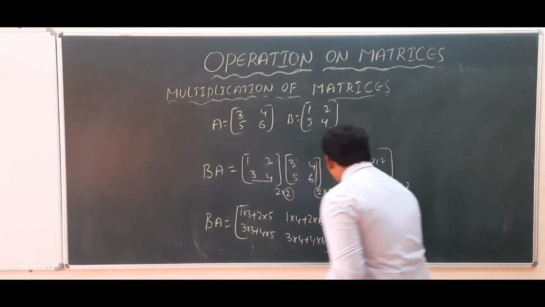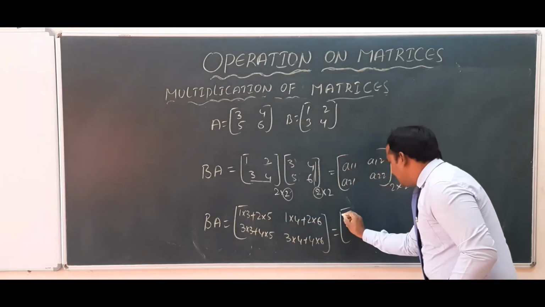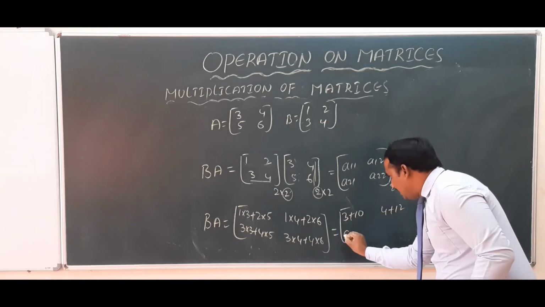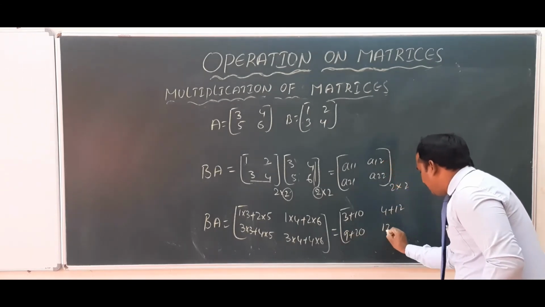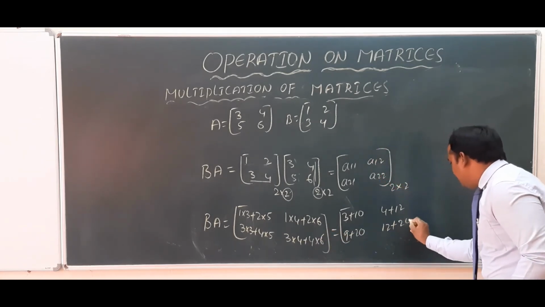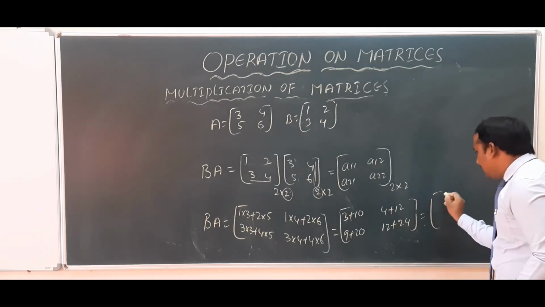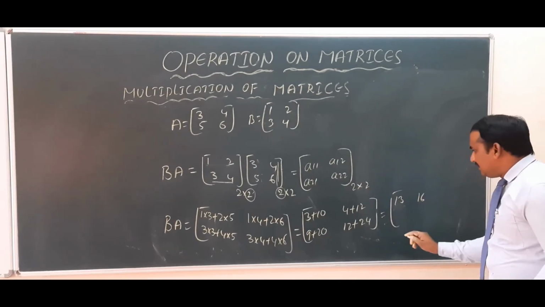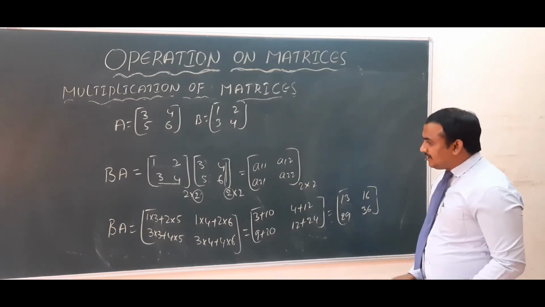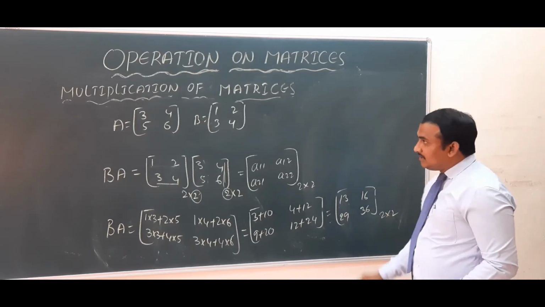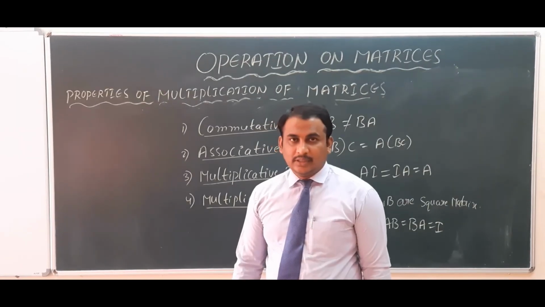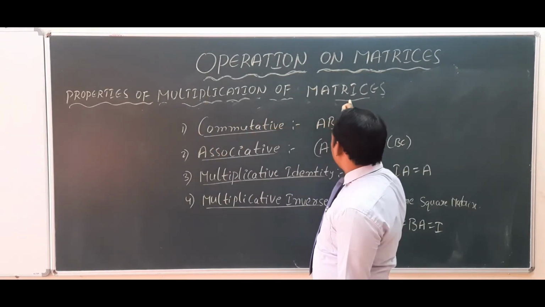Equal to, what answer will you get here? 1 into 3, 3 plus 10, next 4 plus 12, next 9 plus 20, here 12 plus 24, equal to here 13, 16, 29, 36. This is the resultant matrix, order 2 by 2. Next we will see properties of multiplication of matrices.